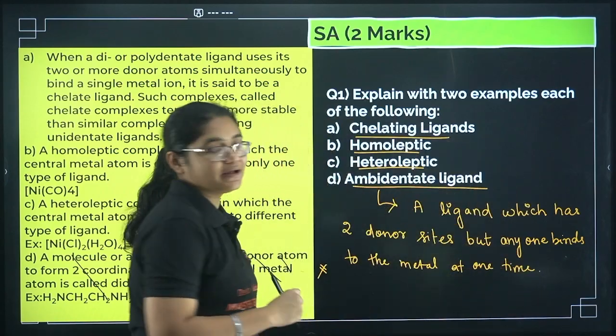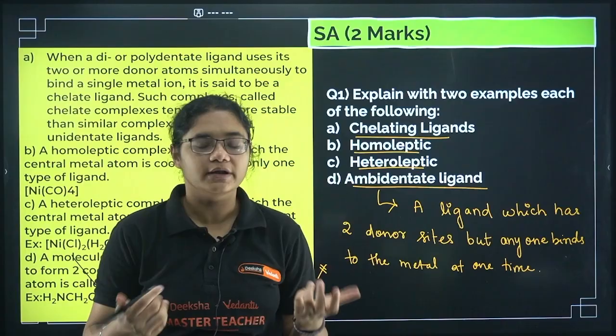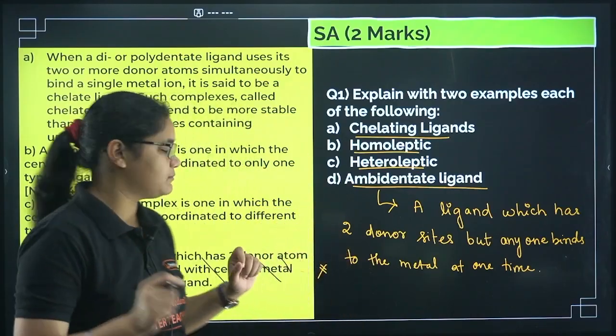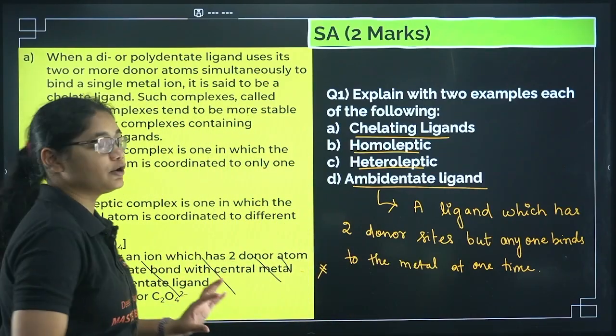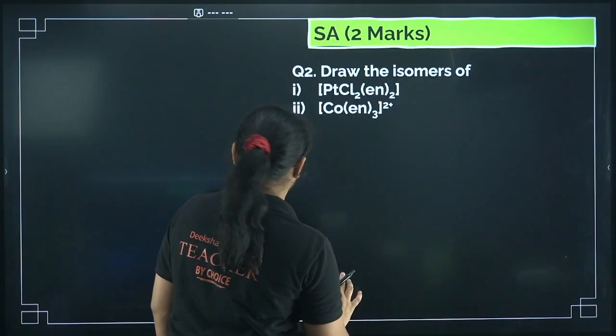Okay, it also has 2 donating sites, but both of them will not form a bond. If both of them are forming a bond at the same time, then it is a didentate ligand. It is not an ambidentate ligand. So here you have an example of one.